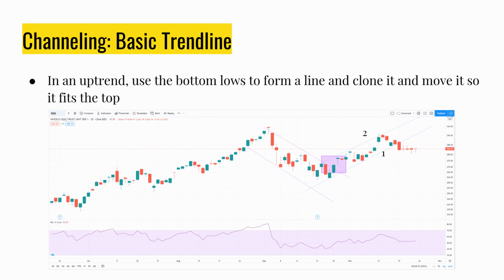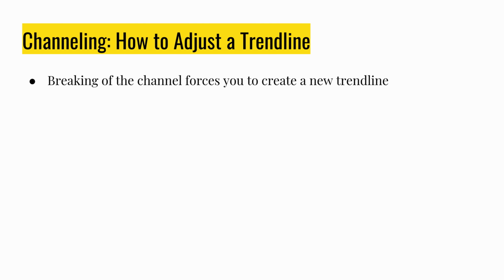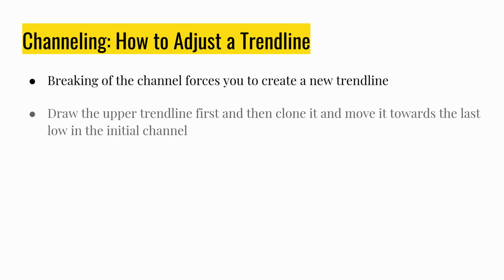However, as you can see, price breaks through the channel line. So what do we do now? To solve this problem, we would have to adjust the trend line, because a broken channel line does not serve much use. To adjust the broken channel line, you would first draw the trend line in the direction of where the price is moving. For an uptrend, you would draw the upper trend line first and then clone it and move it towards the last low in the initial channel.